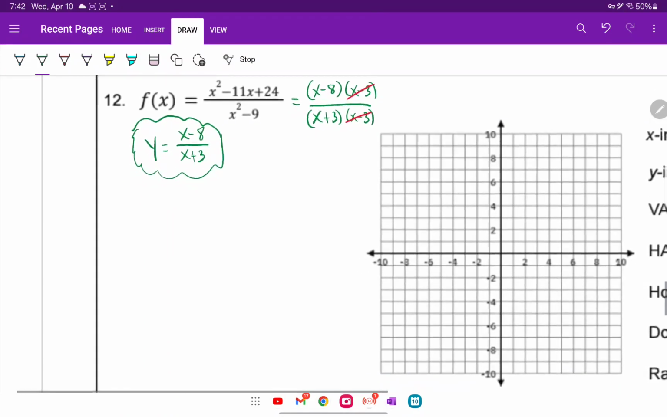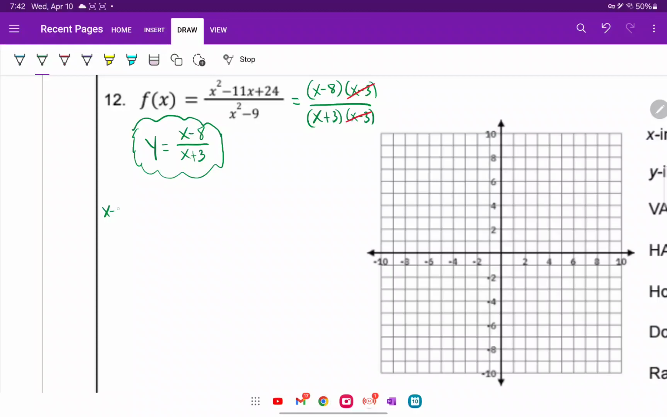There's my simplified equation. All right. And again, let's just start from the top. So x-intercept. So we're going to set our numerator equal to 0. So x minus 8 equals 0. Add the 8 over. x equals 8. So we have an x-intercept at (8, 0). For my y-intercept, you plug in 0 for x. So y equals (0 minus 8) over (0 plus 3). So y equals -8/3.